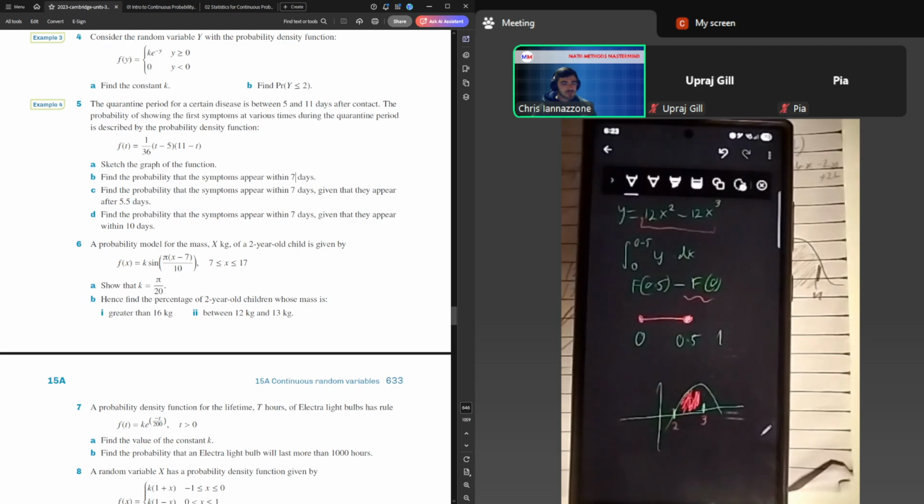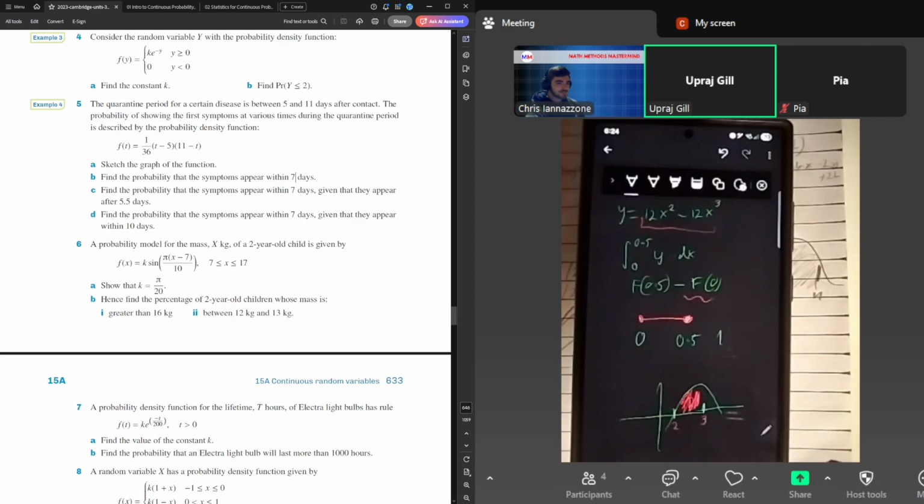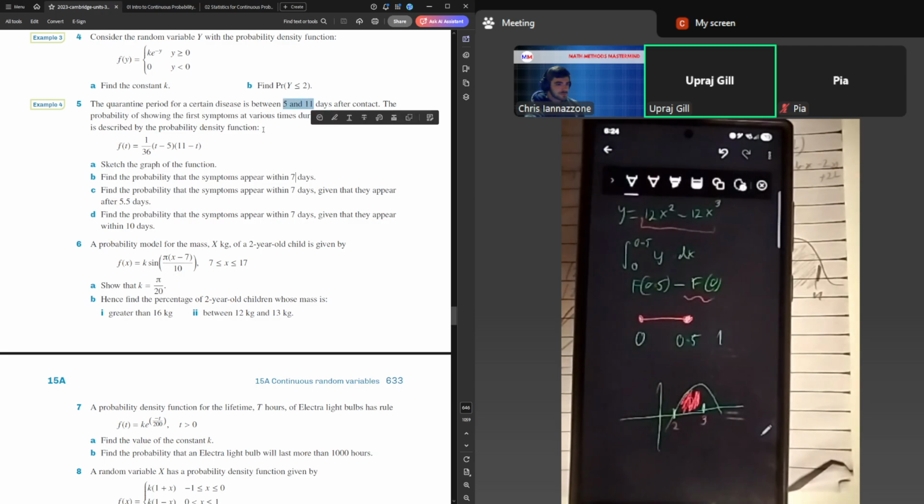Why did you pick 5 and 7? It is correct, but yeah, why did you pick 5 and 7? Well, it says that the function given is for between 5 and 11 days. So regardless, we have to look at starting at 5 days, and then obviously the question states that within 7 days. So yeah, it has to be between 5 and 7.